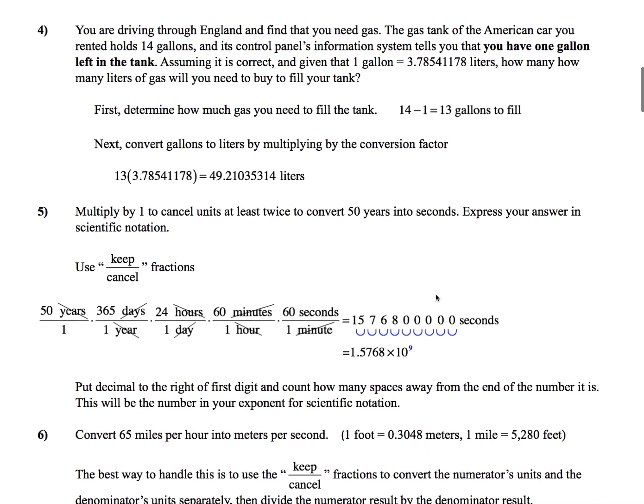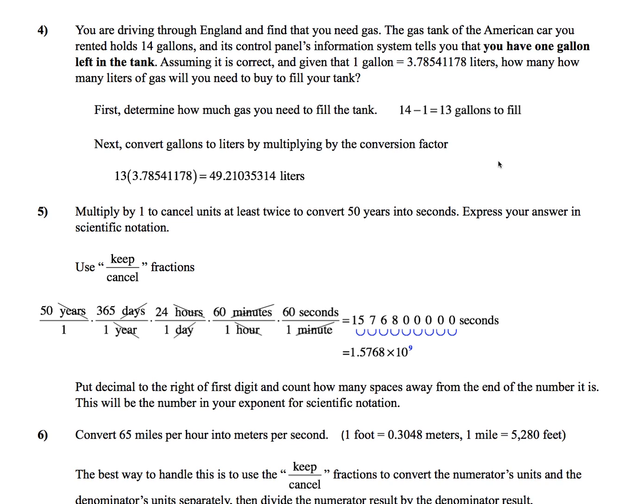Now in question 4, we're driving through England, and we see that we need gas. You rented an American car, and the owner's manual tells you that it holds 14 gallons. The control panel tells you that you have 1 gallon left in the tank.